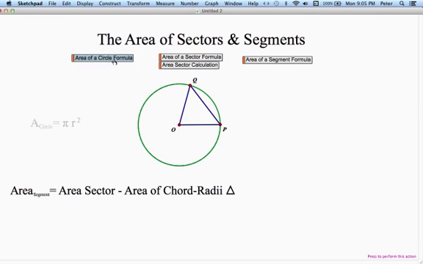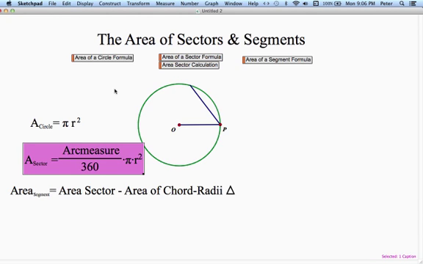We've got 3 formulas in total: the area of a circle, the area of a sector, and then the area of a segment. Make sure these are in your notes.